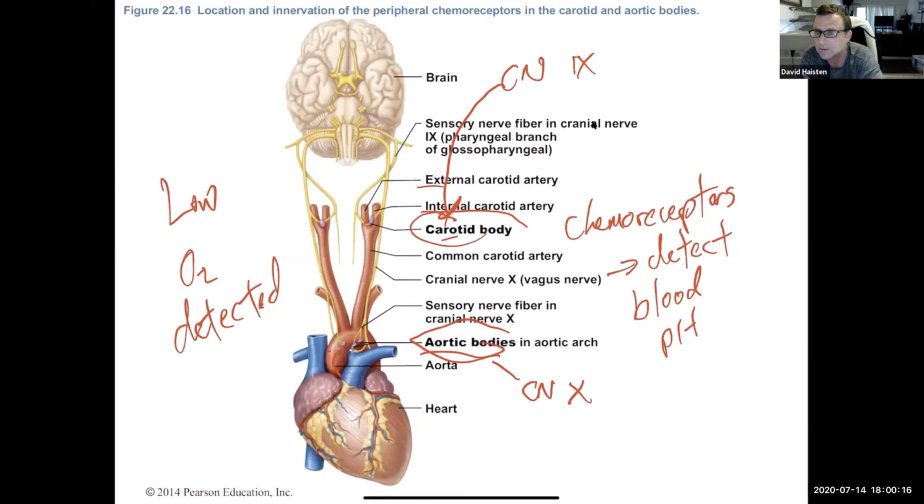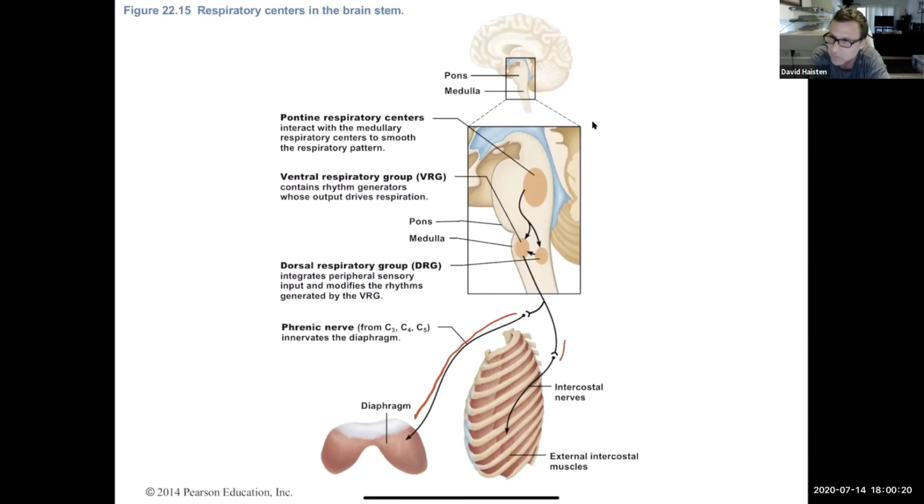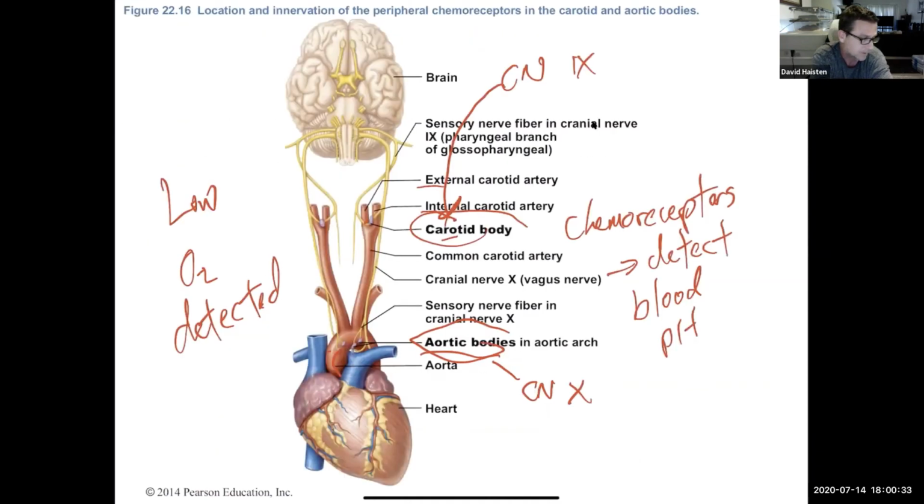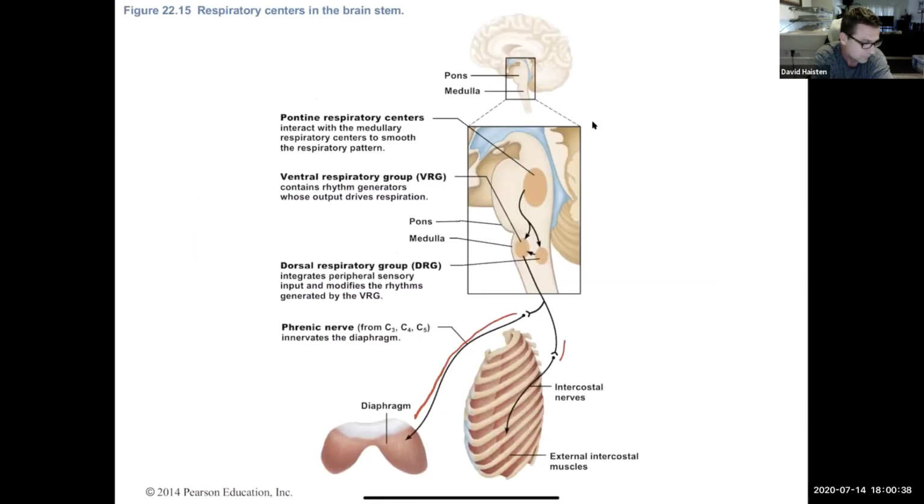And there it is. So your respiratory rate is set by the medulla, the ventral respiratory group. The pontine respiratory center smooths it out. The DRG, dorsal respiratory group, integrates sensory information coming in from the aortic bodies, carotid bodies, things like that. And the medulla itself will sample the cerebral spinal fluid for oxygen content. So that's how your breathing is controlled automatically.